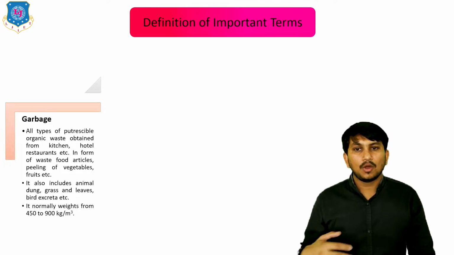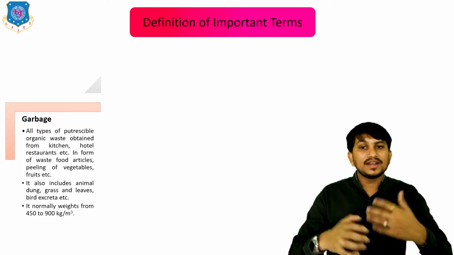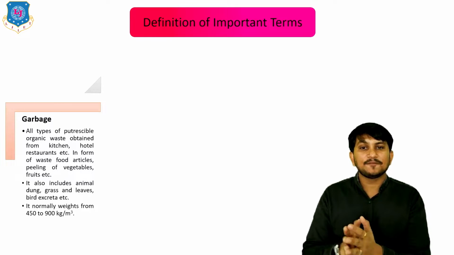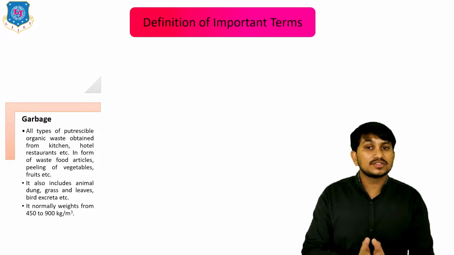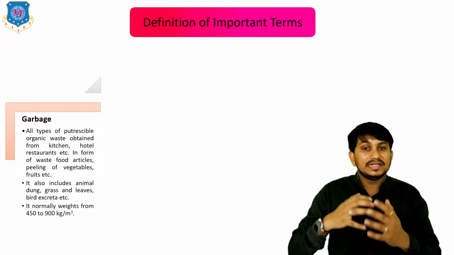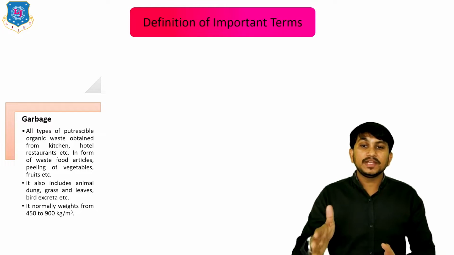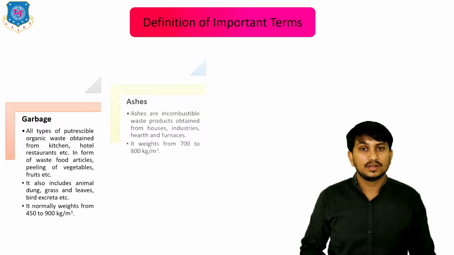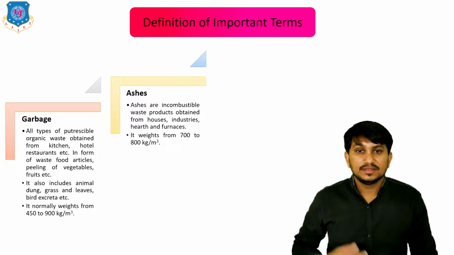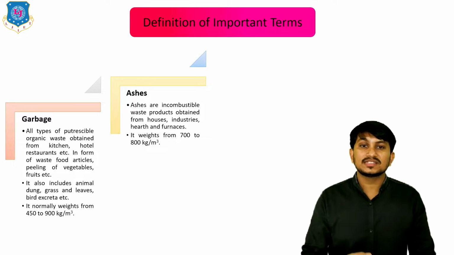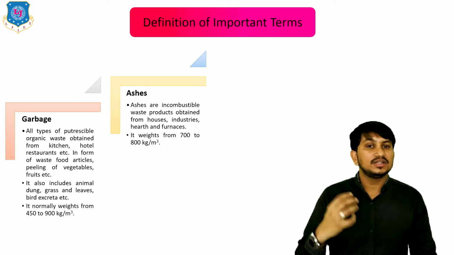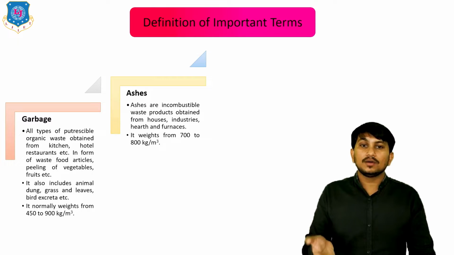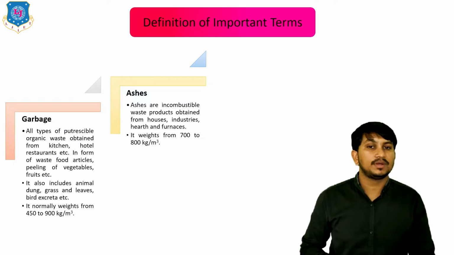Second is garbage. All types of putrescible or biodegradable waste, or organic waste obtained from kitchens, hotels, and restaurants is called garbage. It also includes animal dung, grass and leaves, birds, etc. It normally weighs about 450 to 900 kilograms per cubic meter. Third is ashes. These ashes are incombustible waste produced from houses, industries, or furnaces. It weighs from 700 to 800 kilograms per cubic meter.